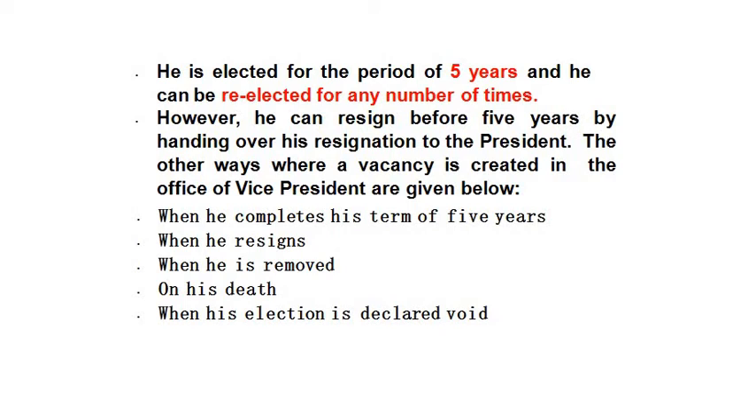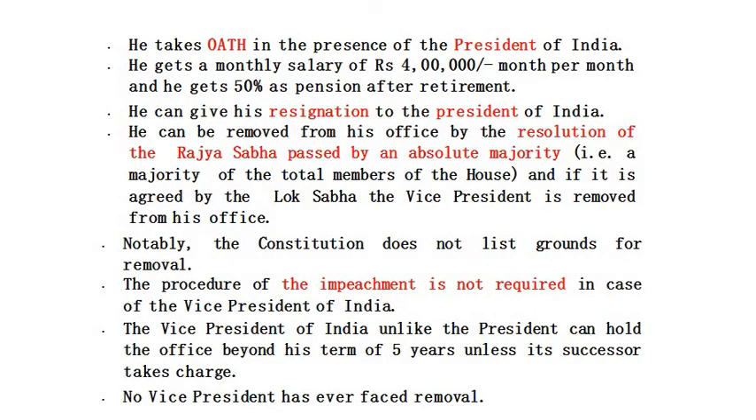The other ways where a vacancy is created in the office of vice president are given below. When he completes his term of 5 years, when he resigns, when he is removed, on his death, or when his election is declared void. These are the cases when the vice president vacates his seat. He takes oath in the presence of the President of India. He gets a monthly salary of 4 lakh and gets a 50% pension after retirement. That's not that important from the point of view of the exam. He gives his resignation to the President of India.